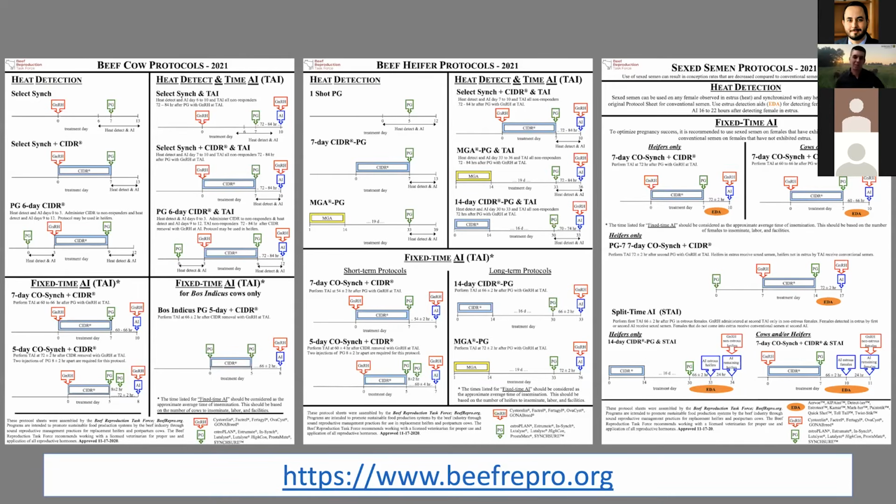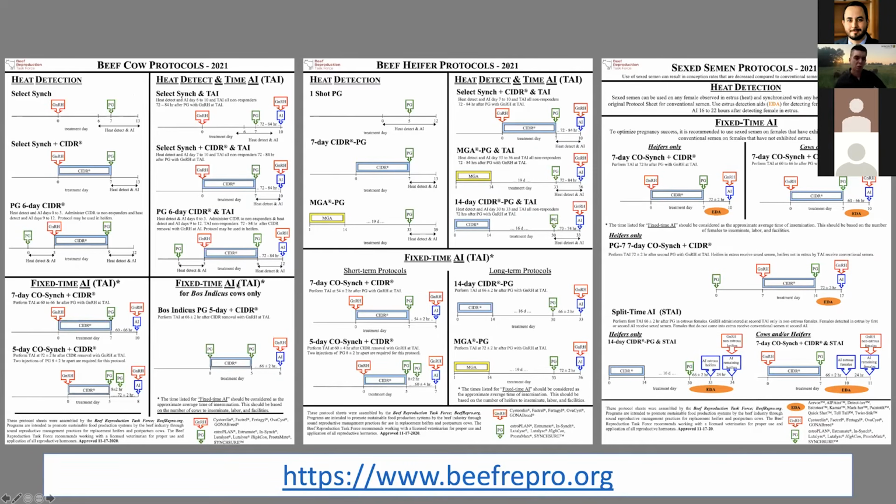I realize it is complicated if you haven't looked at that. The way these are structured, here on the left-hand side of the screen is the cow protocol sheet. On the middle portion is the heifer protocol sheet, and on the far right is the somewhat new addition to the task force suite of protocols, and that's the protocols for sex-sorted semen. These are also structured in sort of quadrants.